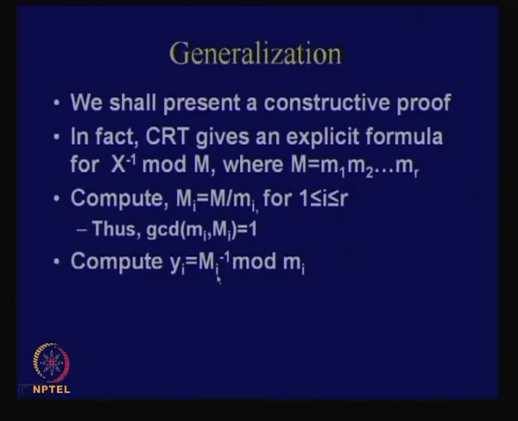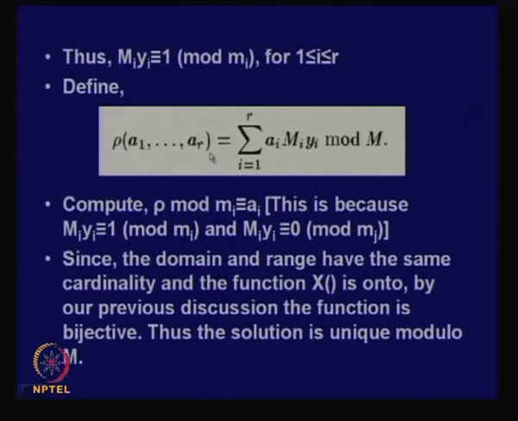So now I can take Mi inverse mod small mi, because Mi and small mi are mutually coprime. Therefore, I can compute yi in this fashion, so yi is equal to Mi inverse mod small mi. So what I say is that Mi yi will be equal to 1 if I take mod of mi. But if you take mod of mj, where j is not equal to i, then what is this corresponding value?